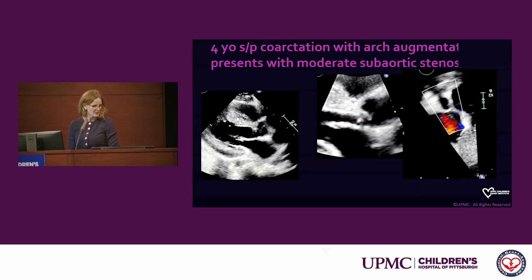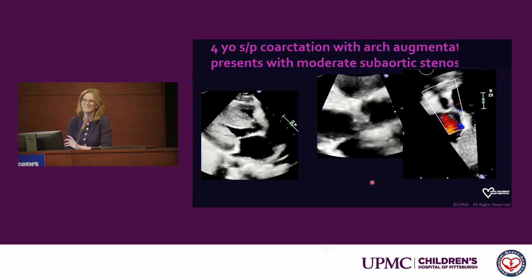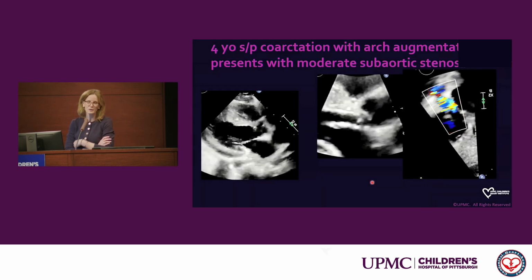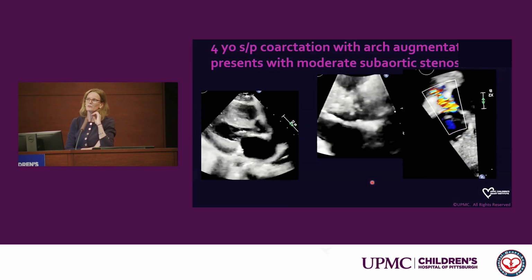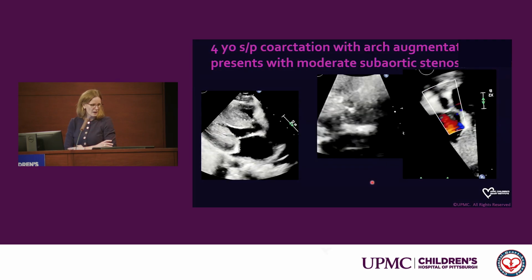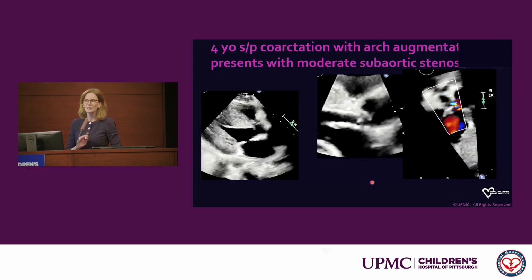A second case is that of a 4-year-old, similar to a lot of the other cases that have been presented, with a history of LVOT issues. He had had a coarctation with arch augmentation closer to the neonatal period and had been followed pretty closely and now presents with at least moderate subaortic stenosis.